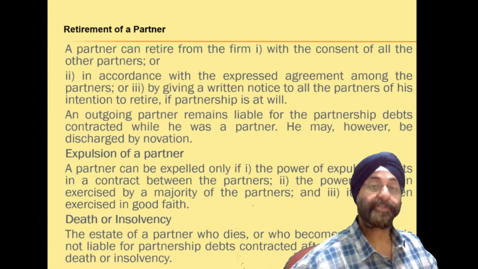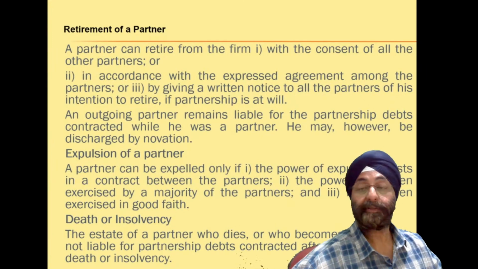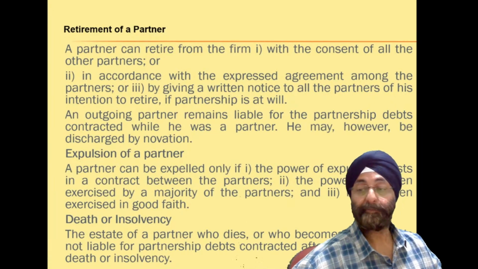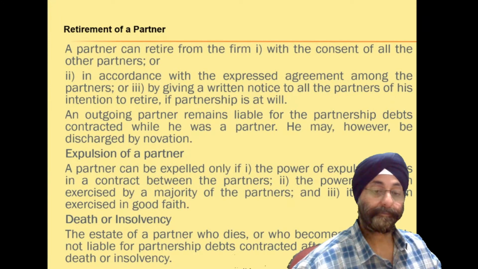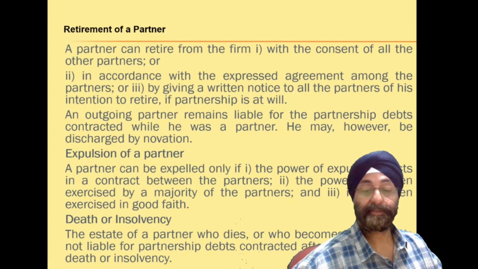In the case of expulsion of a partner, a partner can be expelled only if the power of expulsion exists in the contract between the partners, the power has been exercised by the majority of the partners, and it has been exercised in good faith. In the case of death or insolvency of a partner, the estate of the partner who dies or becomes insolvent is not liable for the partnership debt contracted after the date of the death or insolvency.